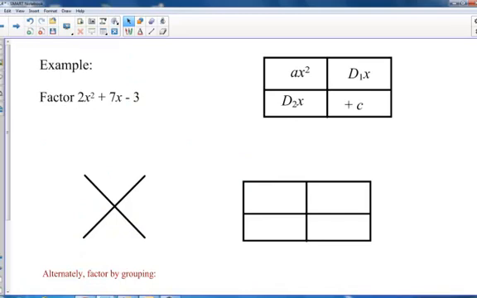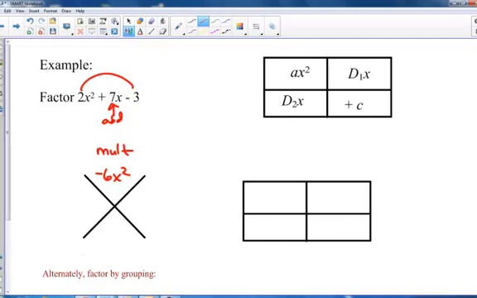Okay, this one, we're going to multiply the first times the last. That's a negative 6x squared. It has to multiply to give you that, and it has to add to give you 7x.